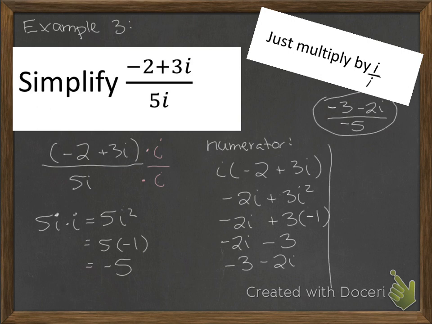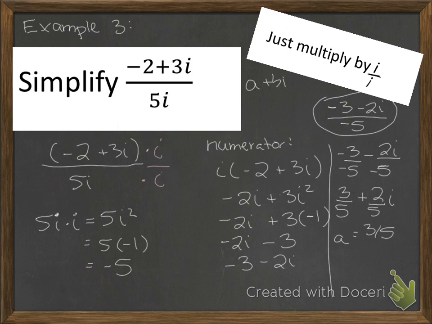I don't need you to do any more work, but if your directions at some point say write it in a plus bi format, then we'll have to do a little bit more work. It would be negative 3 over negative 5 minus 2i over negative 5. So really, since everything is negative, this might be a good thing to do anyways, just to get rid of all the silly negatives. So this is 3/5 plus 2/5 i. So if anybody asks you for A and B, the A would be 3 over 5, and the B would be 2 over 5.